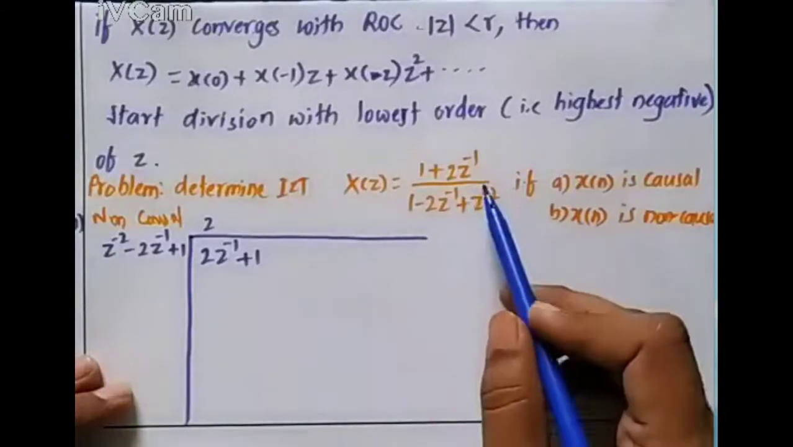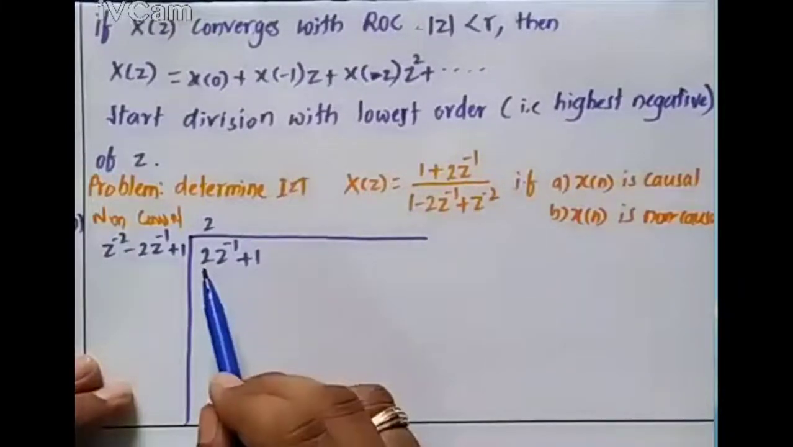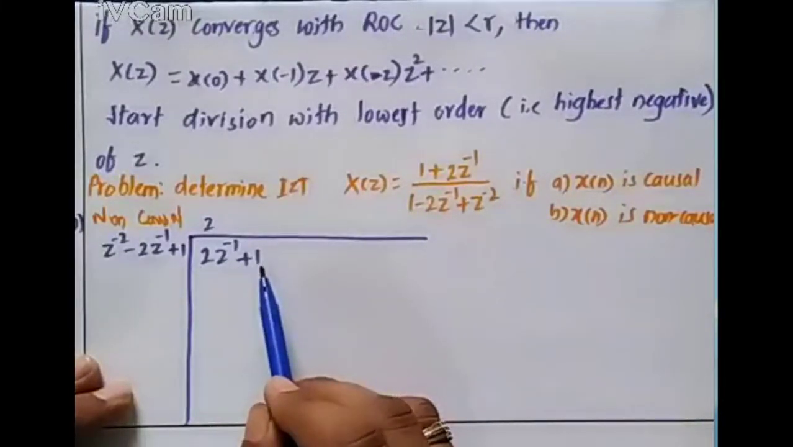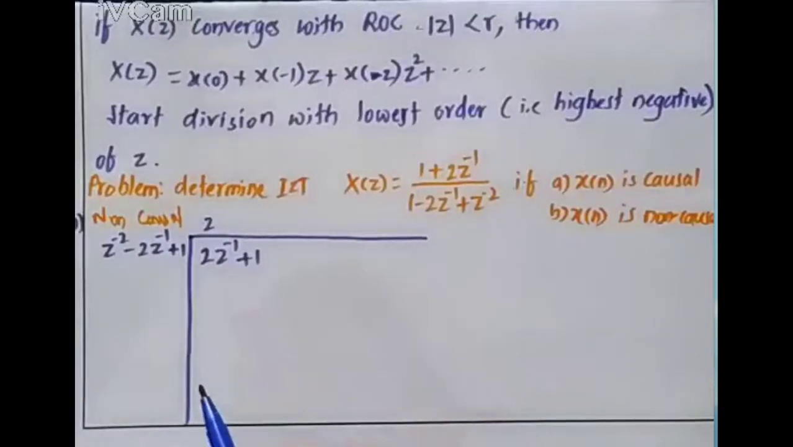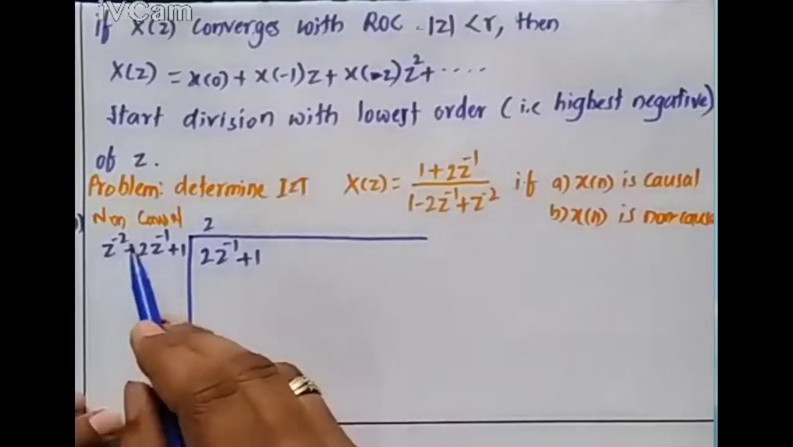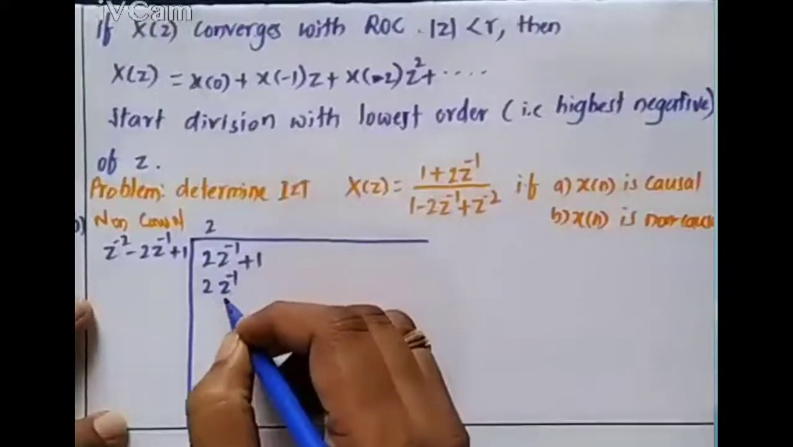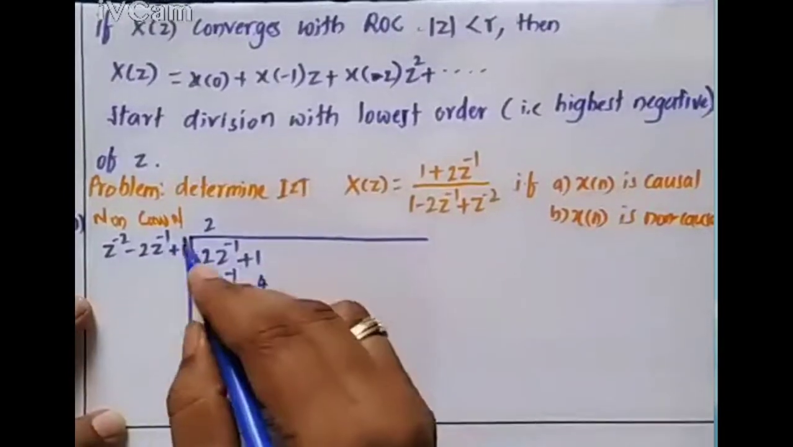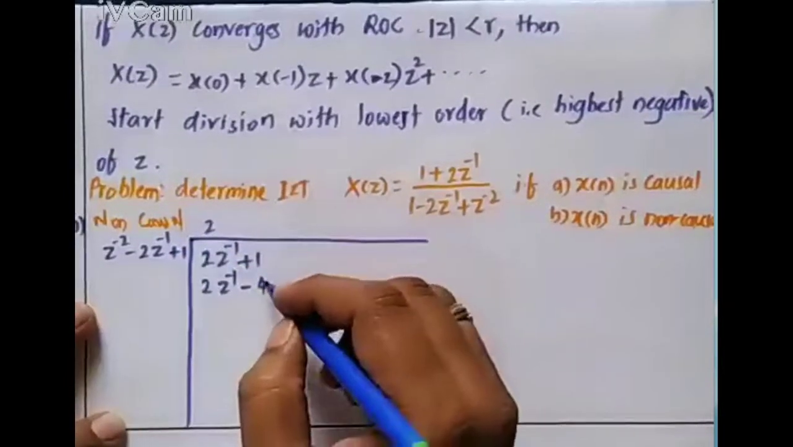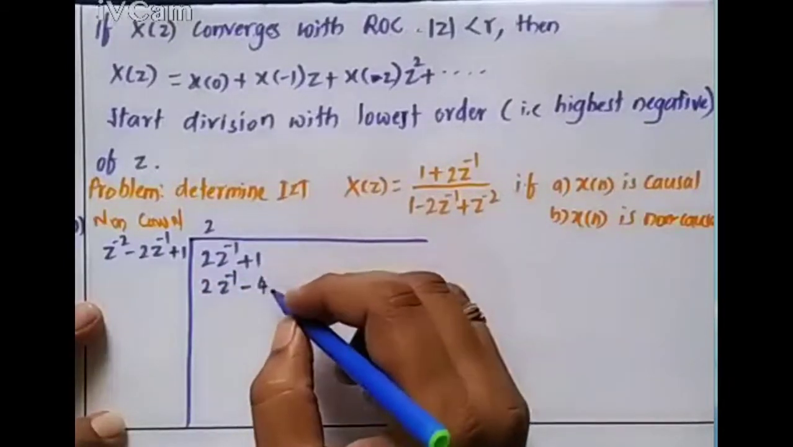And in the denominator we have 2z power minus 1, which is the highest negative power of z, so 2z power minus 1 plus 1. Okay, so we need to solve for it. If I multiply this term with the 2, I will have 2z power minus 1, minus 4.